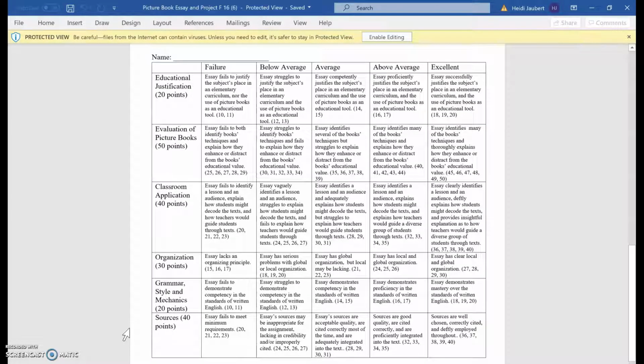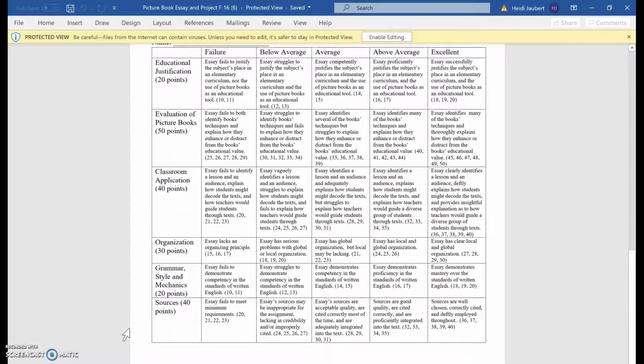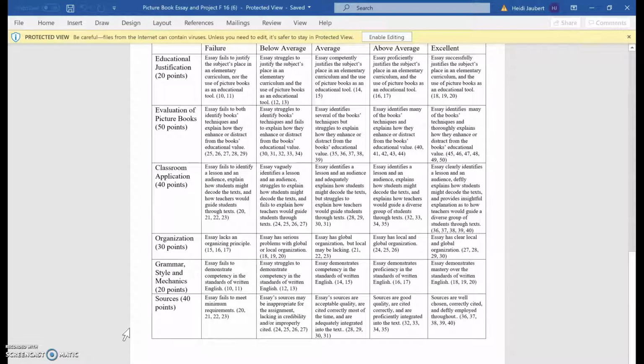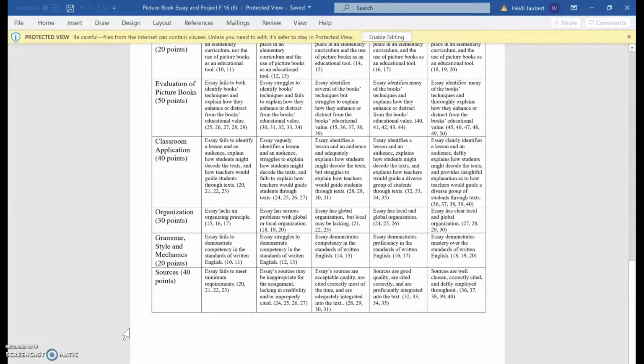The essay clearly identifies a lesson and an audience, and definitely explains how students might decode the text. If there's scientific jargon, maybe you're going to tell students to look up the terms in the thesaurus or work in small groups to do so. As to how the teachers would guide a diverse group of students, how are you going to address those auditory, kinesthetic, and visual learners?